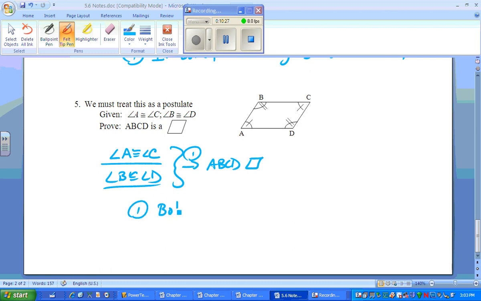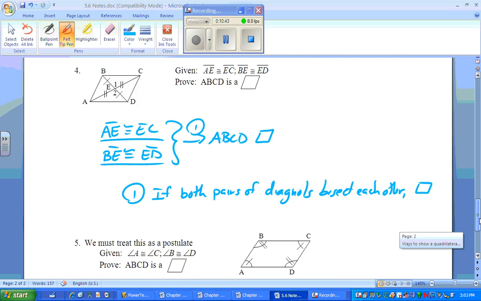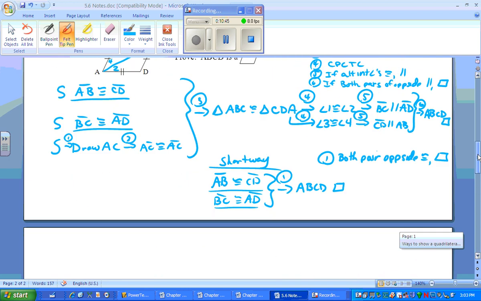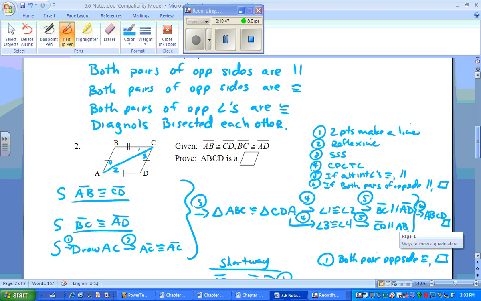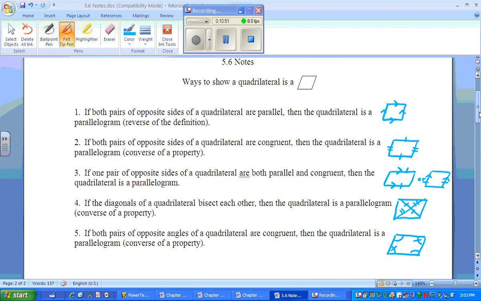Reason one, both pairs of opposite angles are congruent, then parallelogram. So your goal when you're proving these, yours aren't going to be that quick. None of them are really one step. So instead of doing them the long way, your goal is to look for these ways.